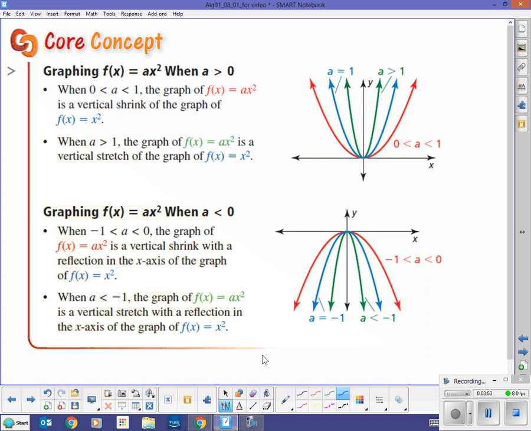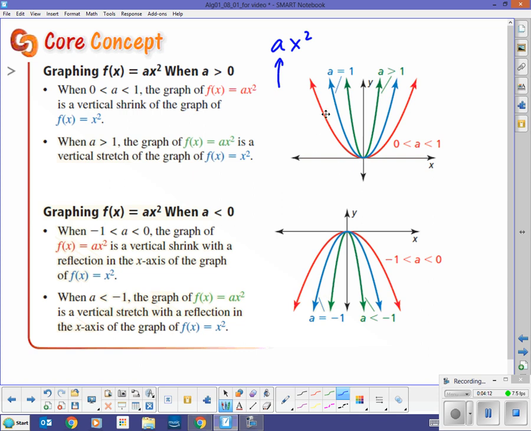So we're going to go back to that question about a times x squared. So hopefully you remember, if we multiply the output, a couple things are going to happen. We can either stretch or shrink it vertically, and we can also reflect it over the x-axis if we have a negative number.